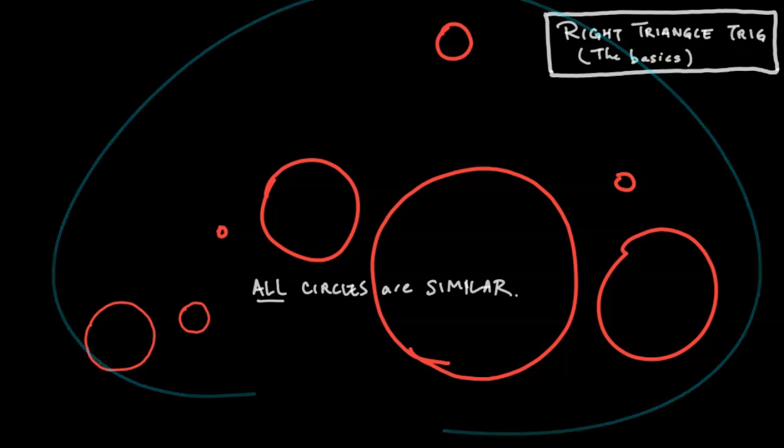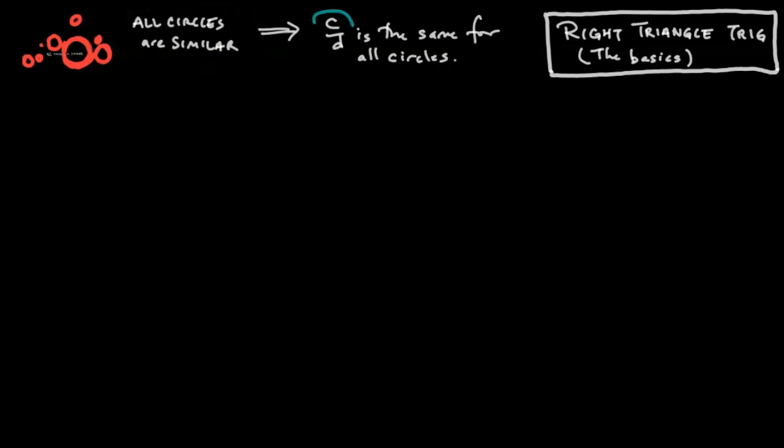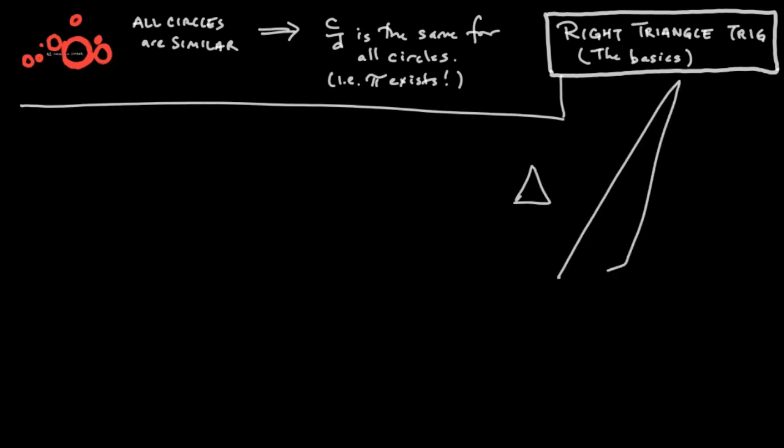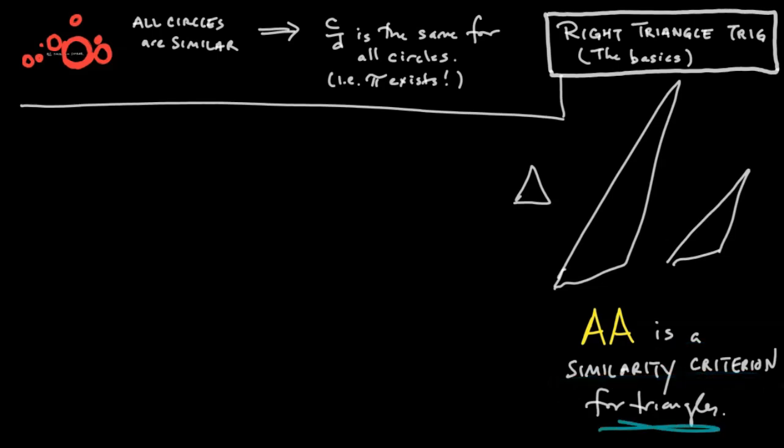Let me shrink this stuff down, just as a little reminder to ourselves that all circles are similar, which in turn implies that this ratio of lengths, circumference to diameter, is the same for all circles. In other words, pi exists. It's well defined. That's the definition of pi. Now, let's talk about similarity in the context of triangles. As we said before, not all triangles are similar, obviously, but some of them are. And we saw in the previous video that angle is a similarity criterion for triangles.